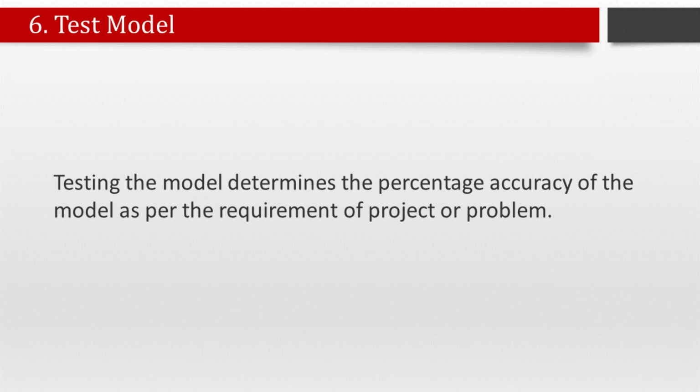Likewise, our next step is test the model. Once our machine learning model has been trained on a given data set, we test the model. In this step, we check the accuracy of our model by providing test data sets to it. Basically, testing the model determines the percentage accuracy of the model as per the requirement of the project, or we can say the problem.